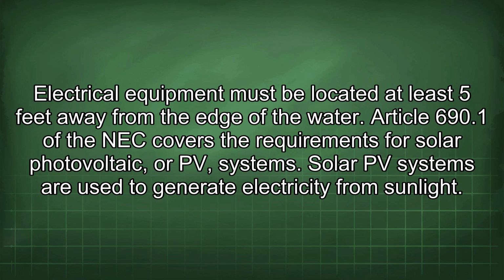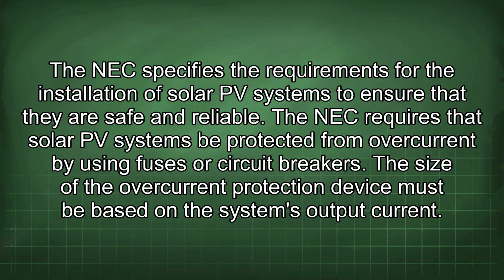Article 690.1 of the NEC covers the requirements for solar photovoltaic, or PV, systems. Solar PV systems are used to generate electricity from sunlight. The NEC specifies the requirements for the installation of solar PV systems to ensure that they are safe and reliable. The NEC requires that solar PV systems be protected from overcurrent by using fuses or circuit breakers. The size of the overcurrent protection device must be based on the system's output current.